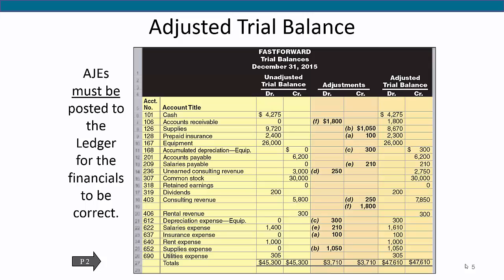And each amount over on the right-hand side in the adjusted trial balance columns is computed by taking that account's amount from the unadjusted trial balance columns and adding or subtracting any adjustments. All this stuff would happen within the general ledger. We would move from unadjusted to adjusted balances.